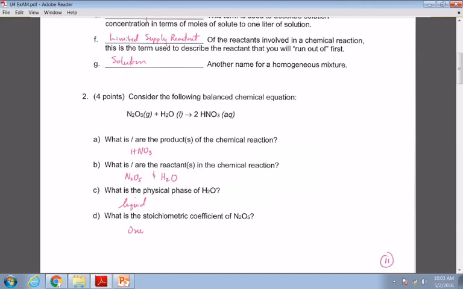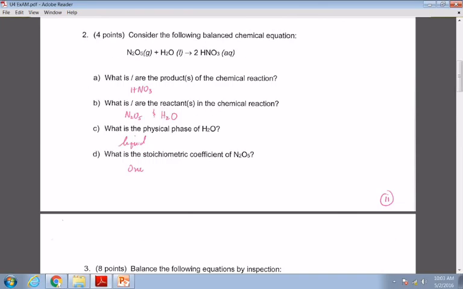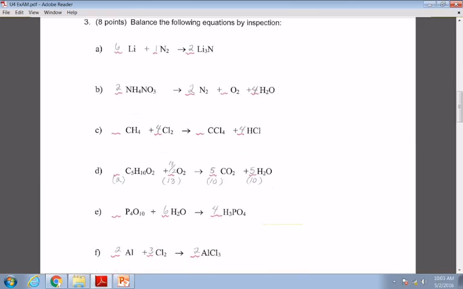And then for this balanced equation, you need to tell me, A, what were the products, and so actually there was just one, HNO3. What were the reactant or reactants? There were 2, N2O5 and H2O. And the physical phase of water is liquid. And D, the stoichiometric coefficient in front of N2O5 is 1.